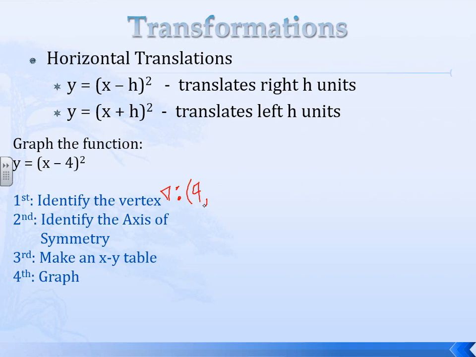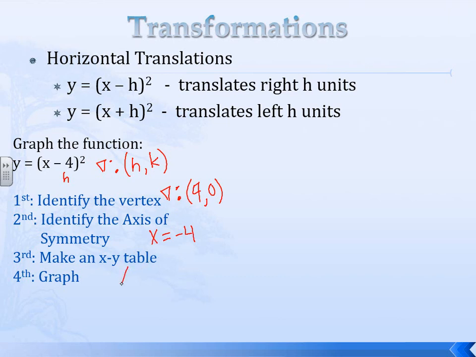4, comma 0. So this is your h value, and remember that your vertex comes in the form h, comma k. H is always the opposite, so the negative 4 becomes a positive 4. K is as is. Since there's nothing outside, then it is 0. Our axis of symmetry on this one is going to be x equals 4.